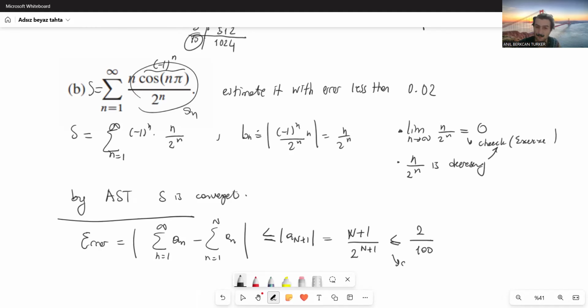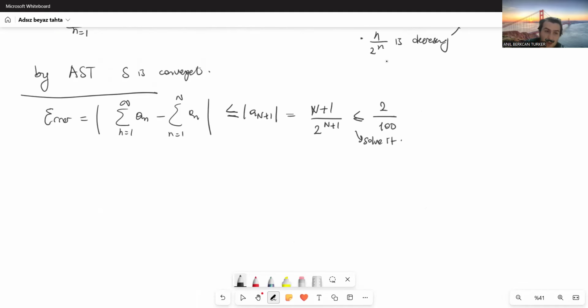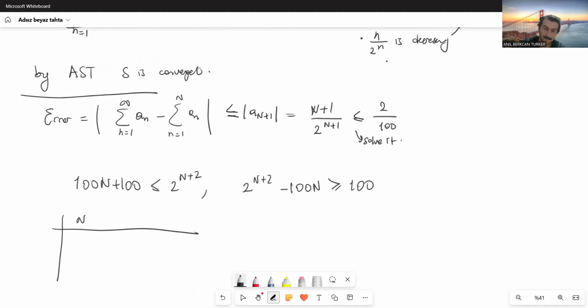So let's solve this. Let me make some space. Okay. Now it is like 100N plus 100 would be less than or equal to 2 to the power N plus 2. Okay, I want to make this happen. I want 2 to the power N plus 2 minus 100N to be bigger than or equal to 100. So let's make some table. So it will be N, and it will be 2 to the power N plus 2 minus 100N.